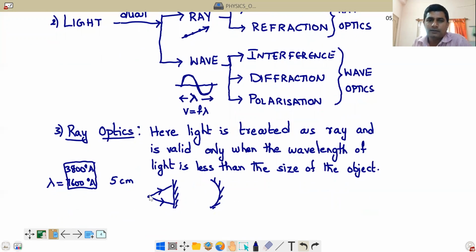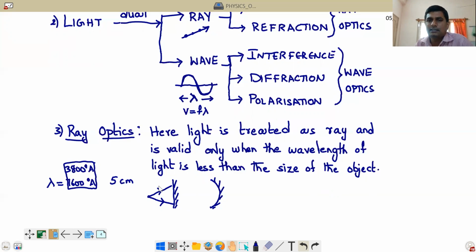It means that when light falls on a certain object, if the object size is much greater than the wavelength of the light, and we know the wavelength of light is 3800 to 7600 angstroms, so it's very small, then we consider light as a ray, and the study of that is called ray optics. For example, a plane mirror. If the light falls on this, a plane mirror is generally 5 centimeters or 10 centimeters, or even 1 centimeter, which is more than 3800 angstroms, correct or not?